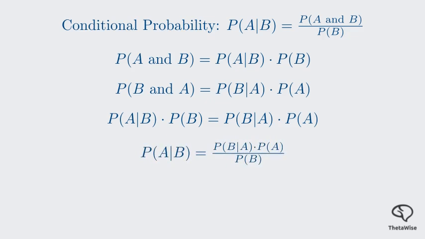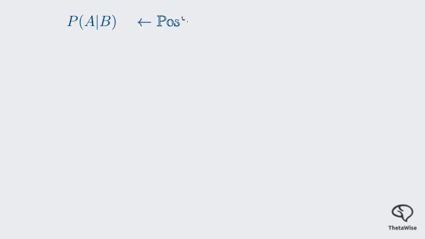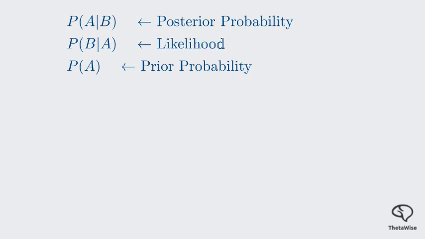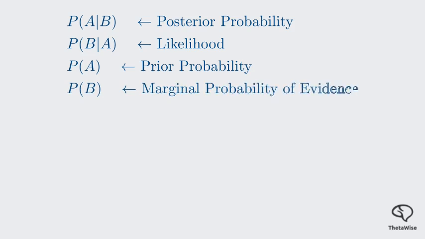We use a special vocabulary to describe the terms in this theorem. P of A given B is the posterior probability. It's the probability after we've seen the evidence B. P of A is the prior probability, our initial belief before any new information. P of B given A is the likelihood, the probability of seeing our evidence if our initial belief was true. And P of B is the marginal probability of the evidence.